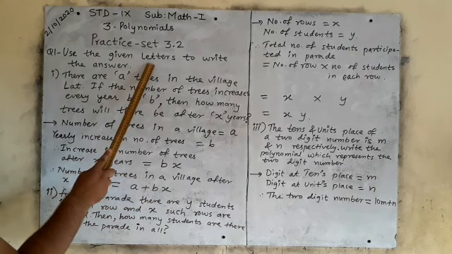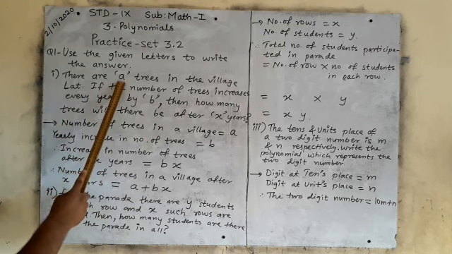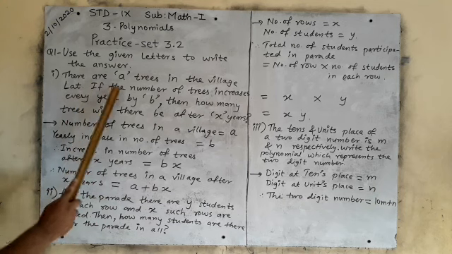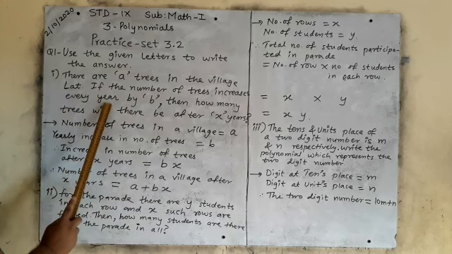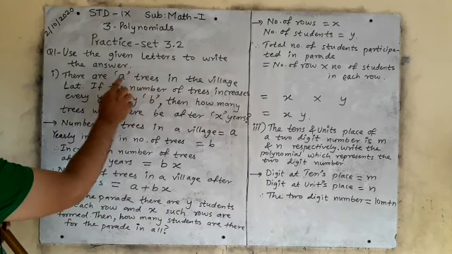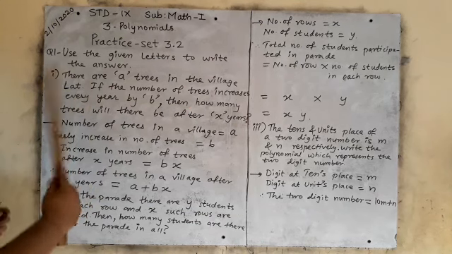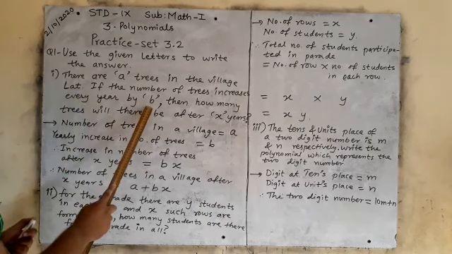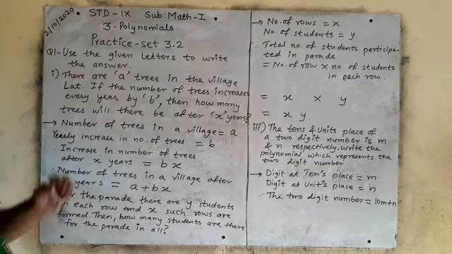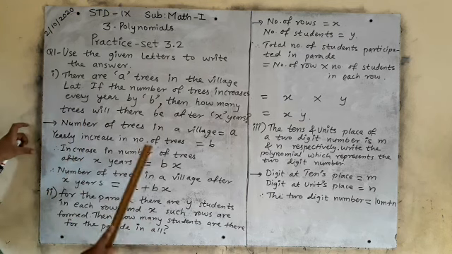Use the given letters to write the answers. Okay, the number 1: there are a trees in the village. Okay, if the number of trees increases every year by b, okay, then how many trees will there be after x years? Now see, this is the word problem we have to solve one by one.